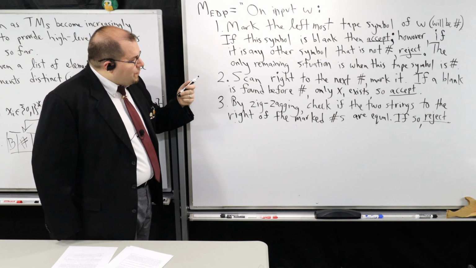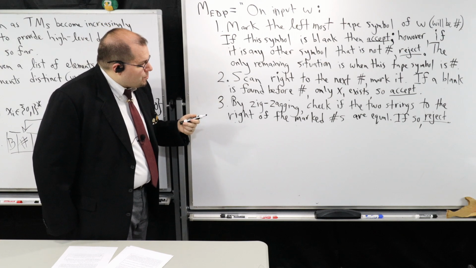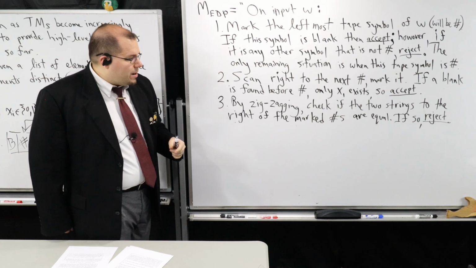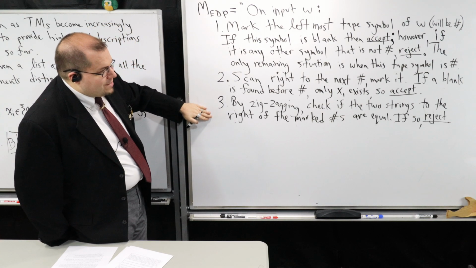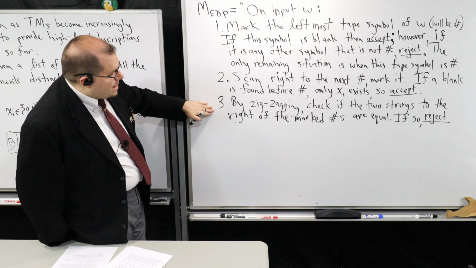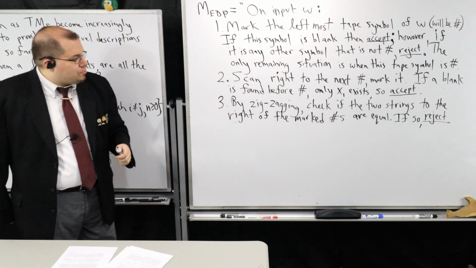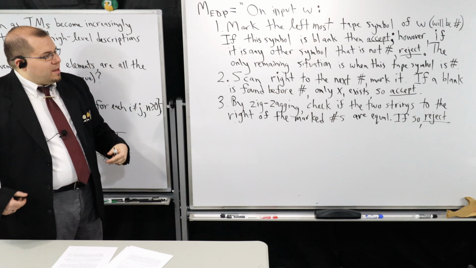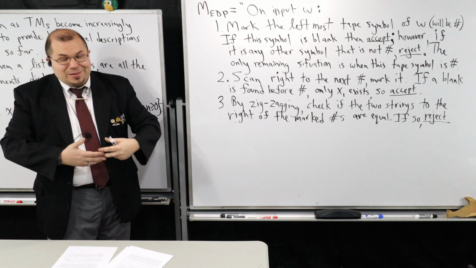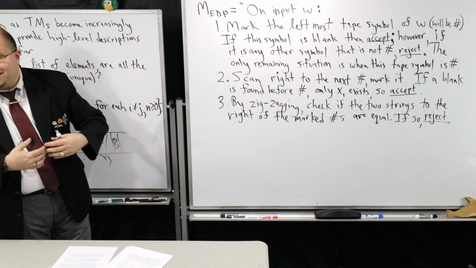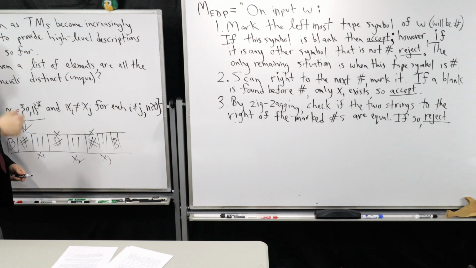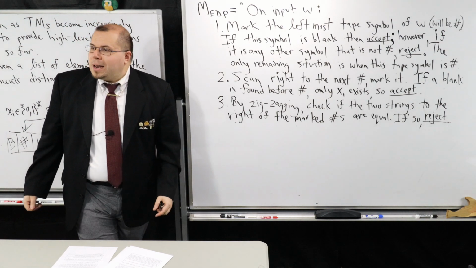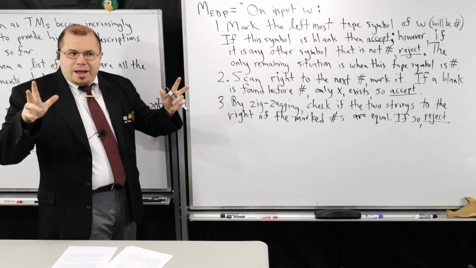So now, if you do run into that second mark, that means you have two elements, right? So now this is where I'm going to impose that zigzag process. By zigzagging, I check if the two strings to the right of the marked number signs are equal. If so, reject, right? If they're equal, then you should reject, because some xi equals some xj. In this case, we're only looking at x1 and x2. But so far, are we doing okay, everybody?